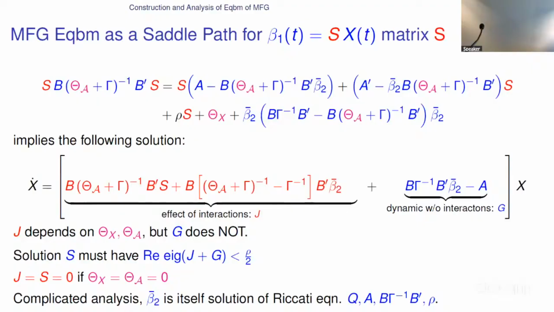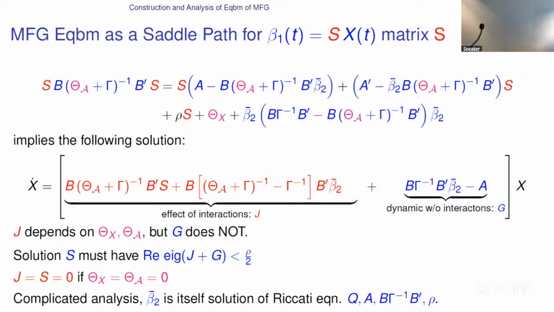The equation is S quadratic, linear terms, and constant terms. It's also not nice because it depends on beta 2, which is itself the solution of a quadratic equation. But that's what we're trying to solve for. Once we have S, then we could solve for the dynamics of x, which will have a part that is just what you would have gotten with no interactions, and a part that is the one with interactions. So is this okay? All right.